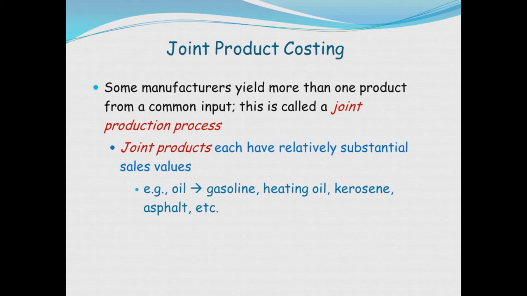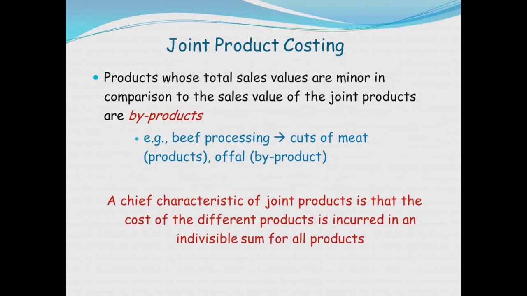You slaughter a cow, and you create good cuts of meat, bad cuts of meat, and offal. Does everyone know what offal is? The insides. O-F-F-A-L. So you create different products from a single raw material. And so joint product process is a process of allocating joint costs. Some products are different cuts of meat, and they're called products. And some products are what we call byproducts. That's the offal, relatively small value compared to the other products. So you get rid of them, but at a lower value.